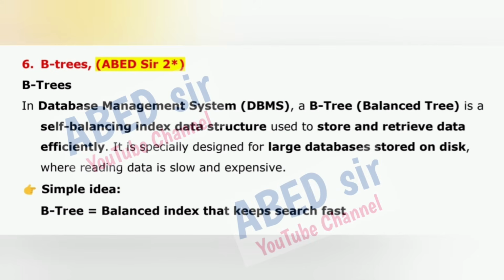Next important long question is 6. B-trees. In Database Management System, DBMS, a B-tree, balanced tree, is a self-balancing index data structure used to store and retrieve data efficiently. It is specially designed for large databases stored on disk, where reading data is slow and expensive. Simple idea. B-tree is equal to balanced index that keeps search fast.